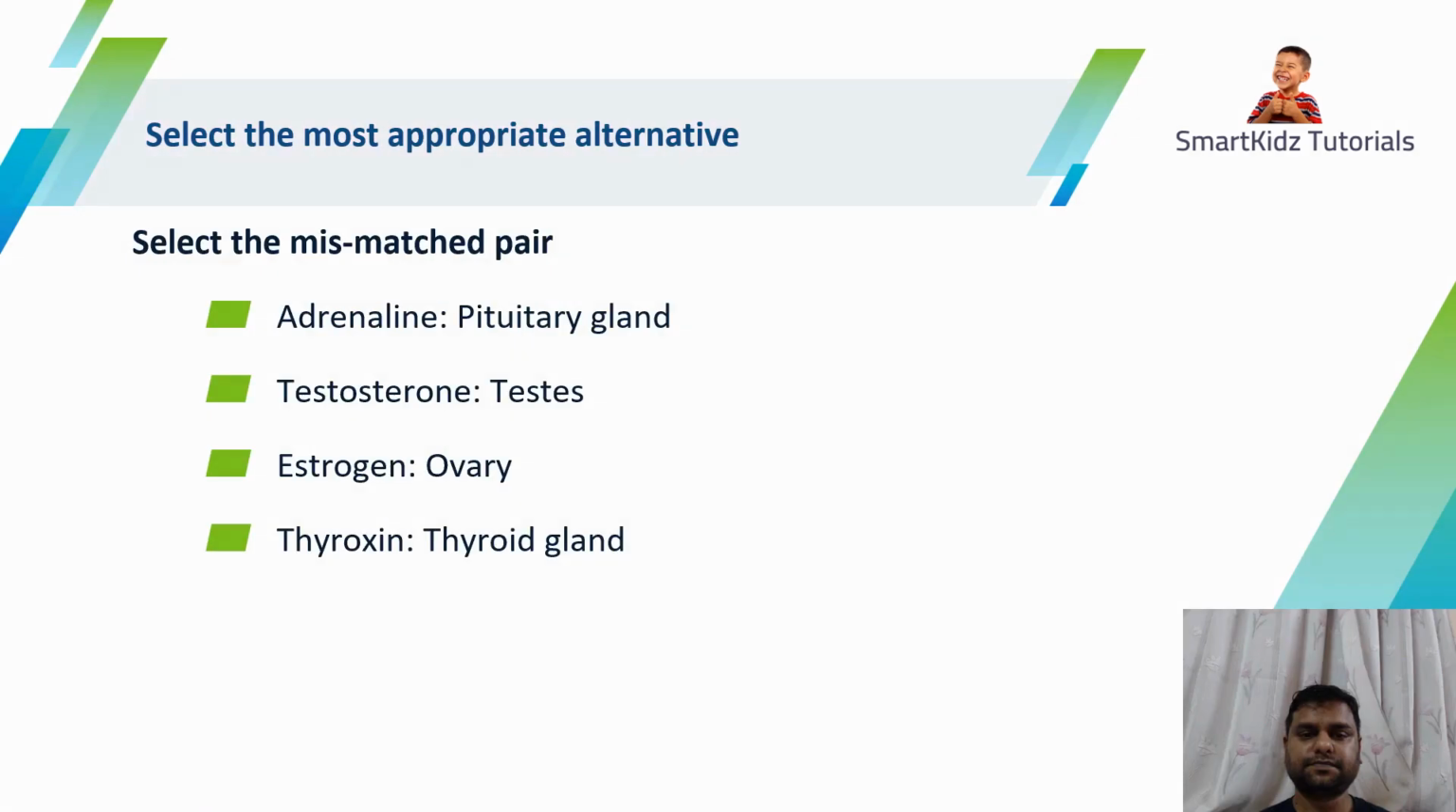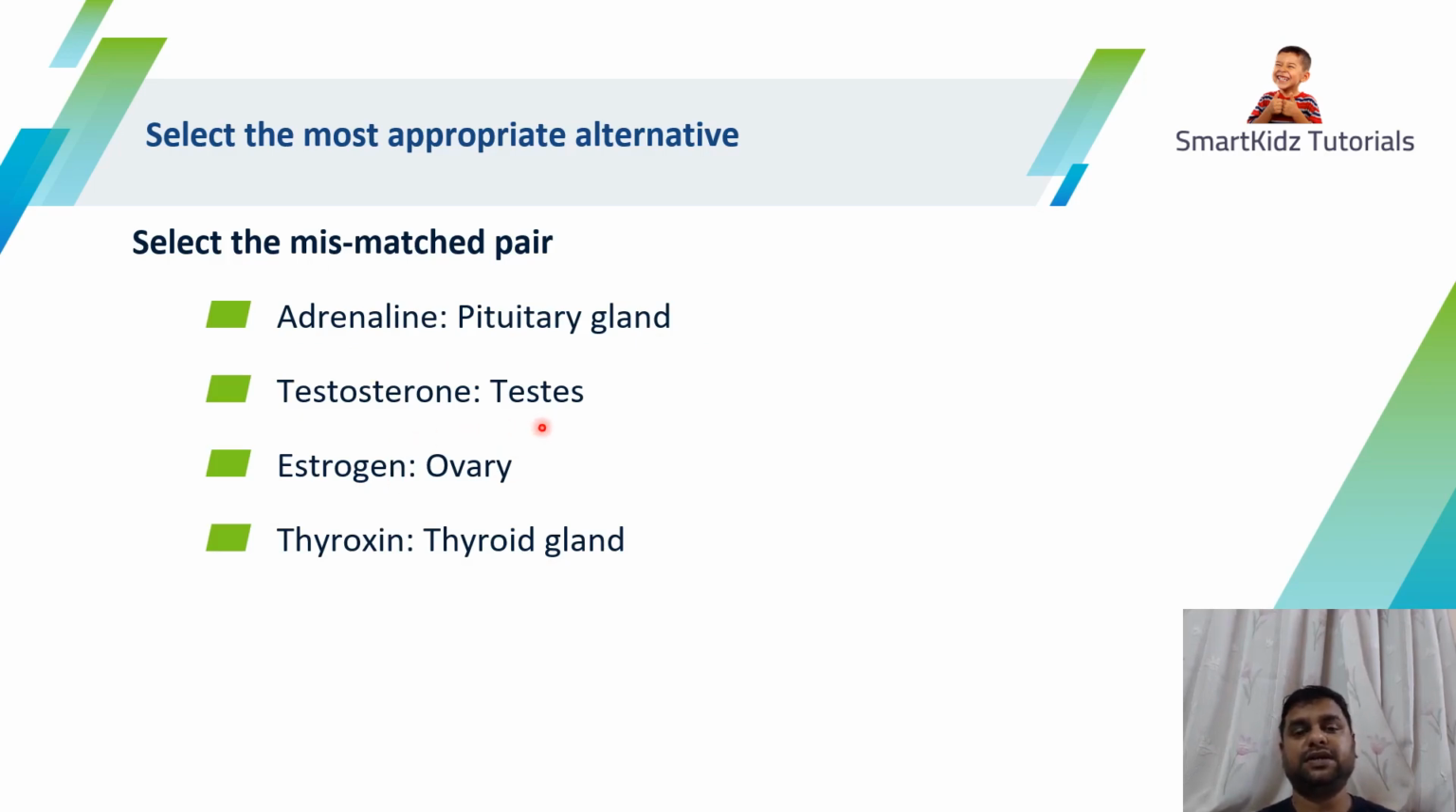Next, select the mismatched pair. First one is adrenaline and pituitary gland. Second one is testosterone with testis, estrogen with ovary, thyroxine with thyroid gland. So easily the first one is incorrect, because adrenaline is secreted by the adrenal gland, and the pituitary gland secretes the growth hormone.